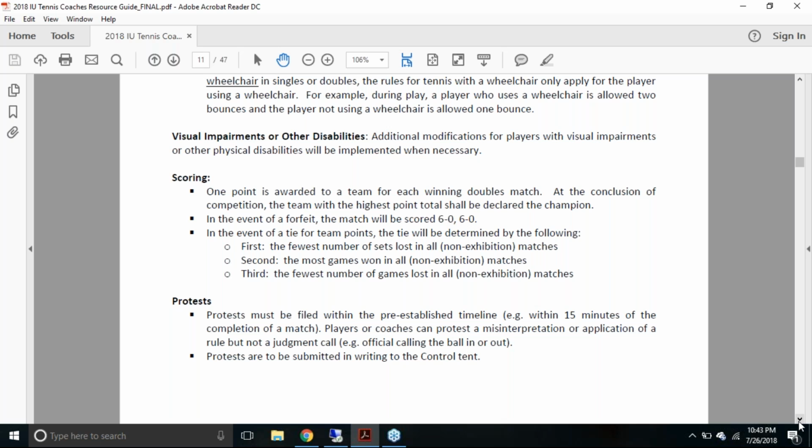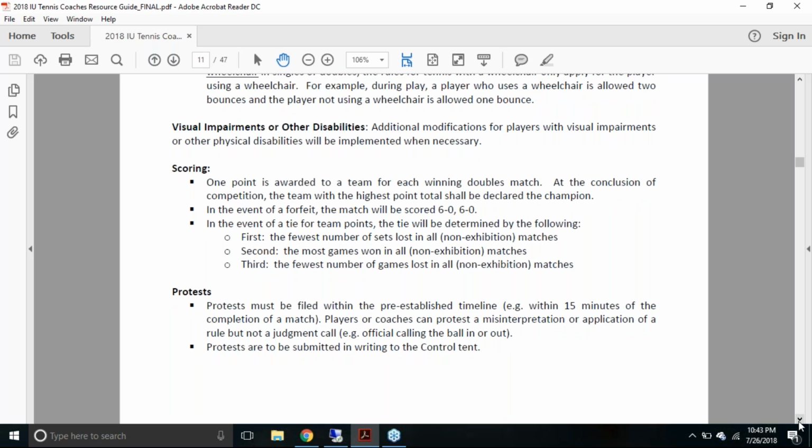In the event of a tie for team points, the tie will be determined by the following. First, the fewest number of sets lost in all non-exhibition matches. Second, the most games won in all non-exhibition matches. Third, the fewest number of games lost in all non-exhibition matches.